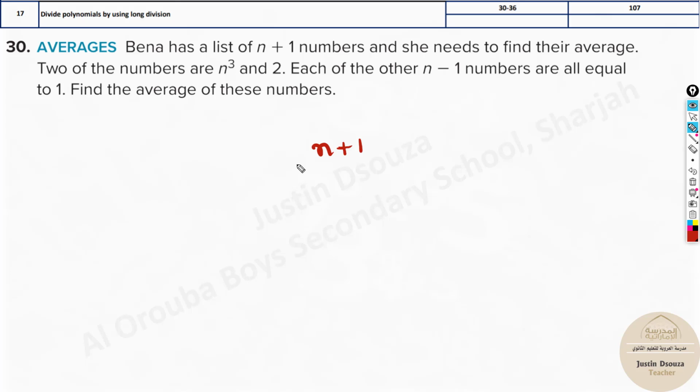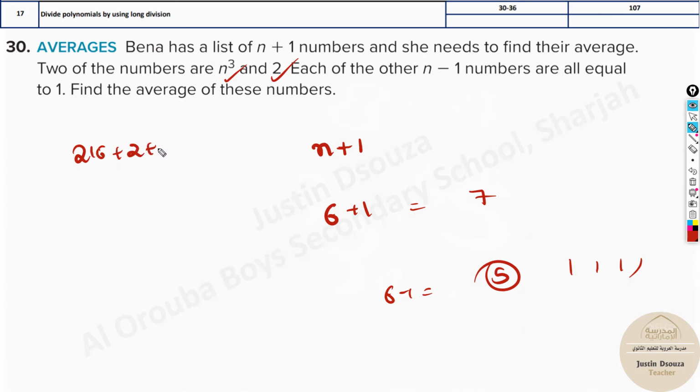If you imagine there are 6 numbers, n is 6, so there are 6 plus 1, how many? 7 total numbers. They have told us 2 numbers, and n minus 1 is what? 6 minus 1. The remaining 5 numbers are all equal to 1. They're 1, 1, 1, 1. We need to find the average. So average means what exactly? Now if n is 6, 6 cube is 216. So it's 216 plus 2 plus 1 and divided by 7, right?